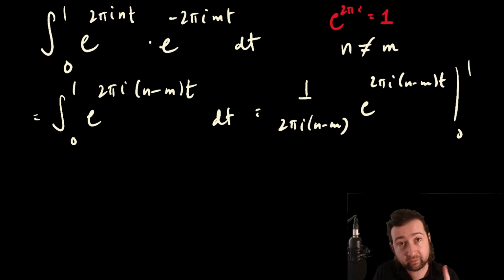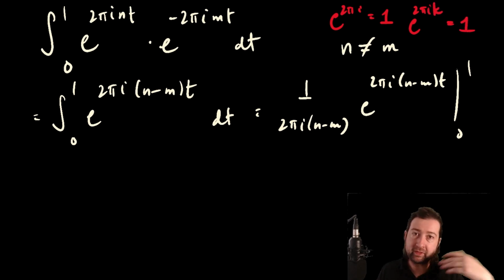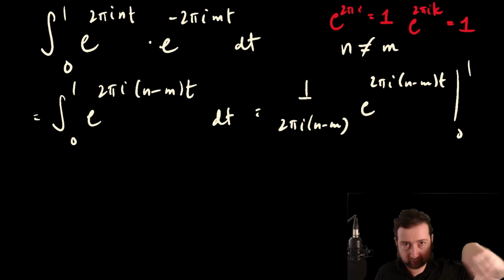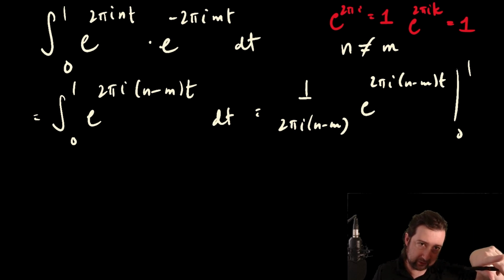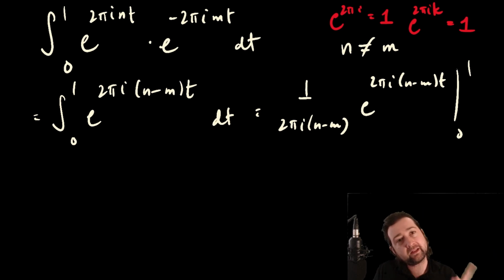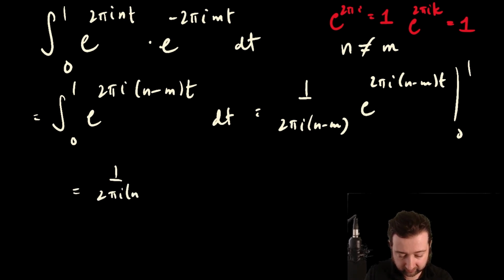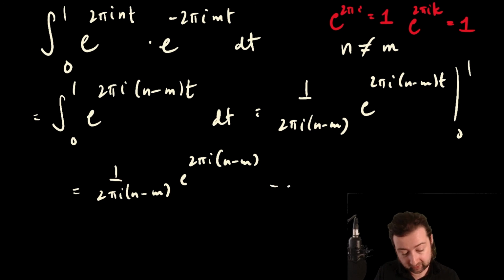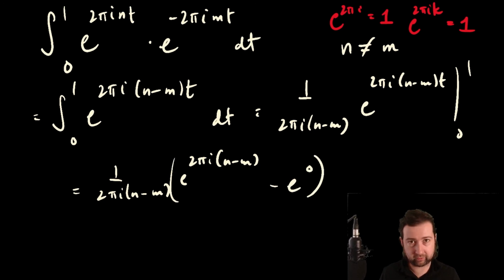Now we can go one step further with complex exponentials that look like this, and we can say e to the 2 pi i times any integer k is also equal to 1. All that the k is doing is wrapping the function around the circle k times until it lands back where it started again. Since that is true, when we do this evaluation, what we end up with is 1 over 2 pi i (n minus m) times e to the 2 pi i (n minus m) from plugging in t equals 1, minus e to the 0 for plugging in t equals 0.